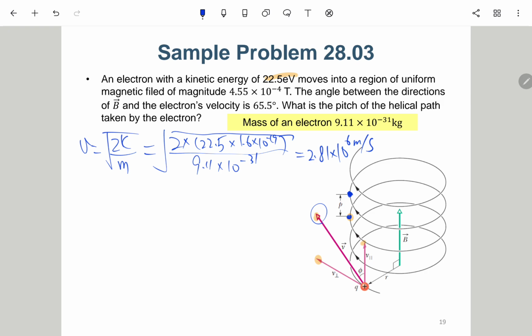Okay, so there's an angle of 65.5 degrees. So we have the pitch P should be equal to V parallel times T, which is V cosine of phi. Here this is the phi. Phi is the angle between V and B, so this is V parallel, multiplied by the period of the circular motion.